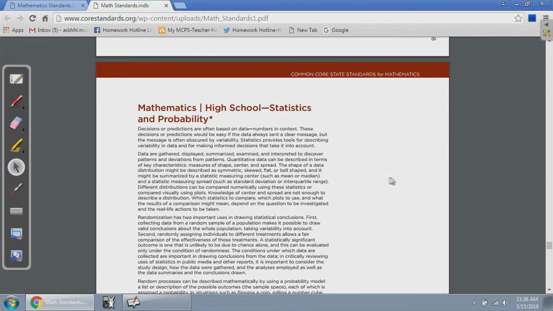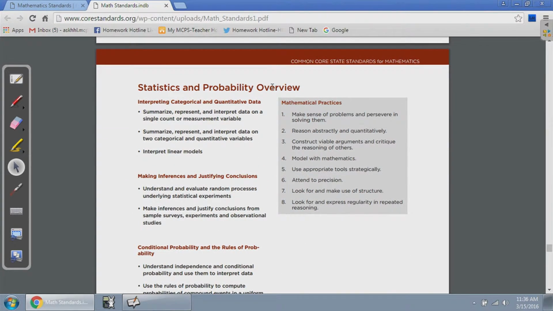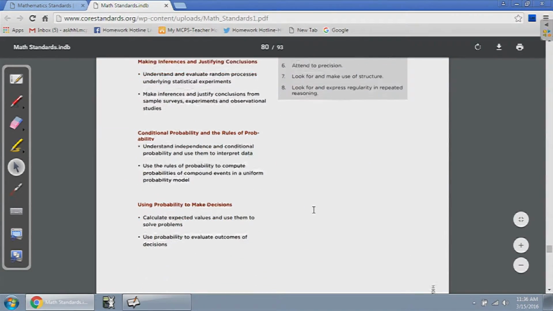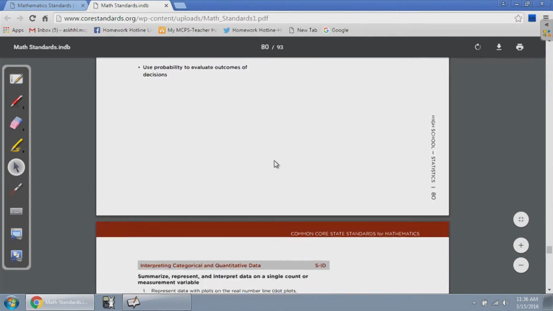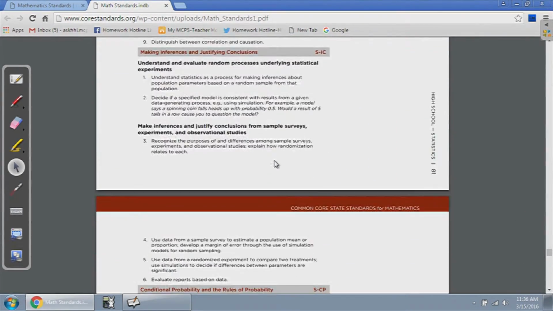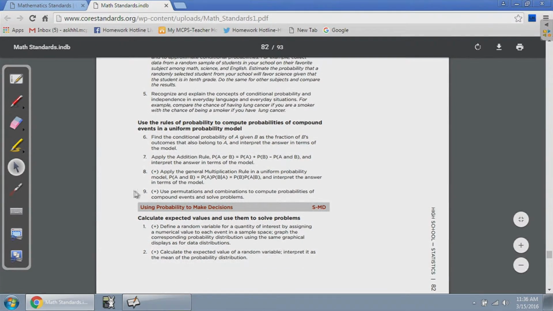Units 5 and 6 together address both statistics and probability, so you may find it helpful to read the narrative page as well as the overview page. But in Unit 5, we really are focusing on these clusters right here under the domain titled Conditional Probability and the Rules of Probability. So if you scroll to the second page, you'll see that header here, and there are actually 9 content standards that are being addressed in Unit 5. Let's take a look at them one by one.